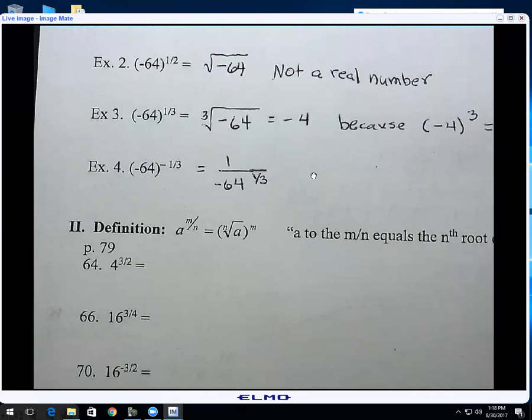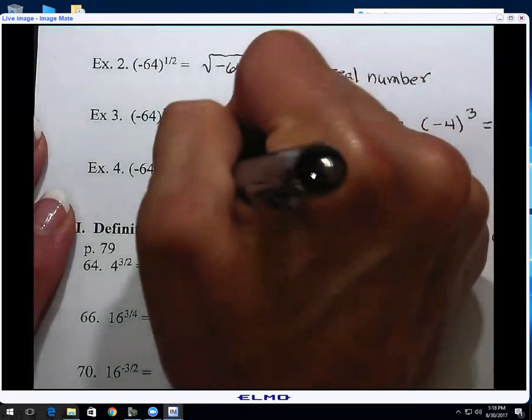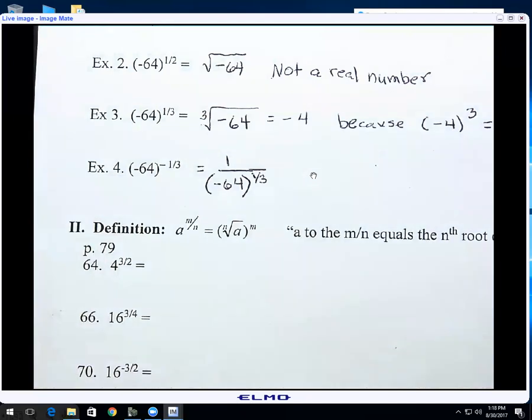If I don't keep that negative 64 in parentheses, I lost track of the fact it was part of the base here. It still has to be part of the base there. Good job. So, I wanted you to make sure you understood it. That still needs to be in parentheses.